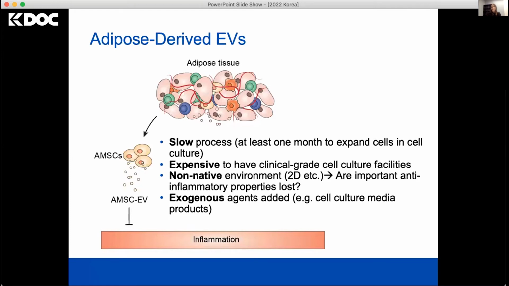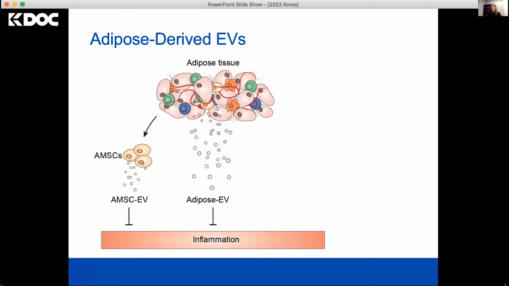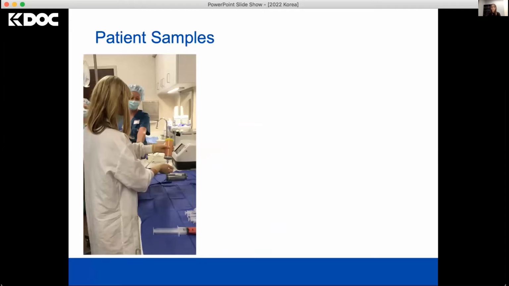Also, in most cases, we use exogenous agents that we add to cell culture, such as FBS, and regulatory agencies prefer not to have products from other species, like cow proteins and so on. So that's another challenge you have to think about if using cell-derived extracellular vesicles. And again, you get very low yield despite using improved methods such as tangential flow filtration. So we asked, perhaps if we took healthy donors and took some of their adipose extracellular vesicles, could they potentially have similar anti-inflammatory properties as those adipose-derived mesenchymal stromal cell extracellular vesicles described many times in the literature? And so this is the Lipogems device.